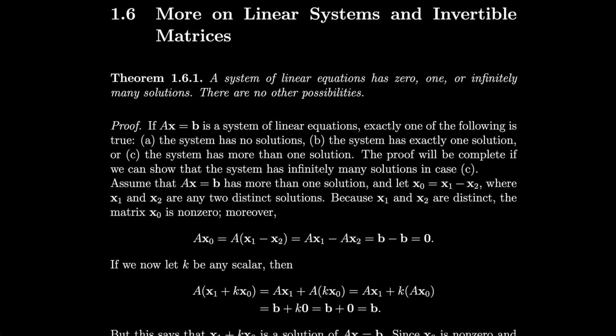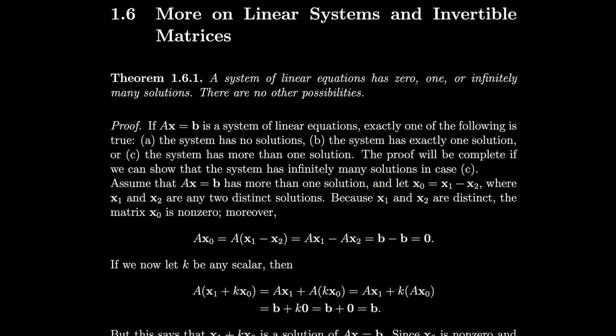Let's prove this. If Ax equals b is a system of linear equations, exactly one of the following is true. Either the system has no solutions, the system has exactly one solution, or the system has more than one solution. So if we can prove that in the last case, where it has more than one solution, it actually has infinitely many, then we'll have proven our theorem. So let's assume that it has more than one solution. Let's look at that last case.